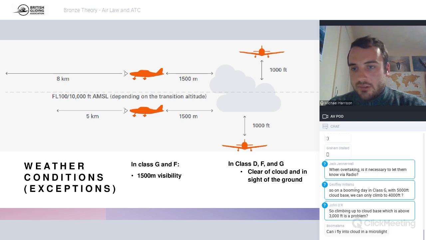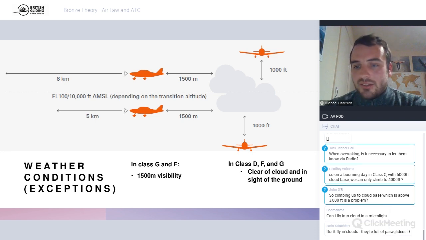Can I fly into cloud in a microlight? I don't believe you can, no, because if you're not in a glider, you would need to have an instrument rating. And I don't know that you can add an instrument rating to a microlight license, but I might be wrong about that.